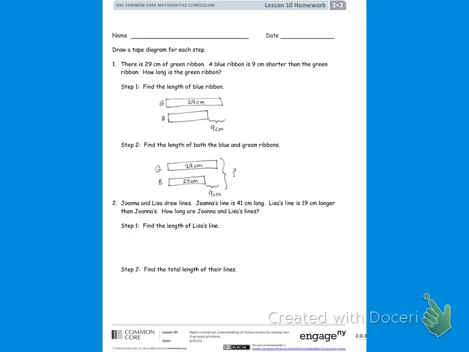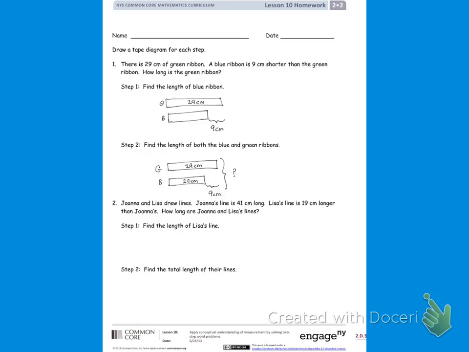Module 2, Lesson 10's objective is to apply conceptual understanding of measurement by solving two-step word problems. On this work page, the directions are to draw a tape diagram for each step. The author has already shown us 2 steps for how to complete the problem.